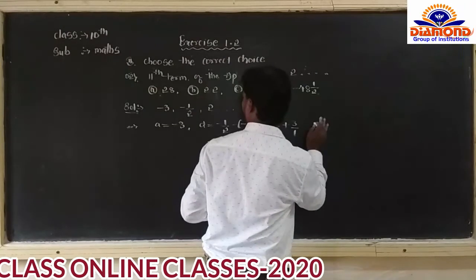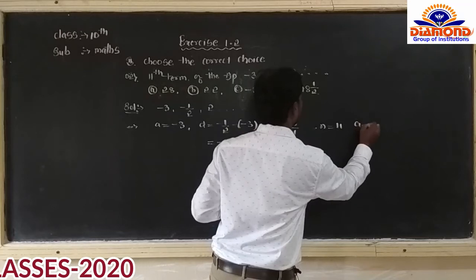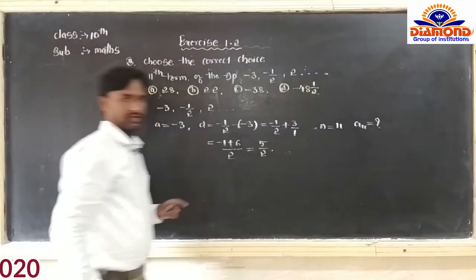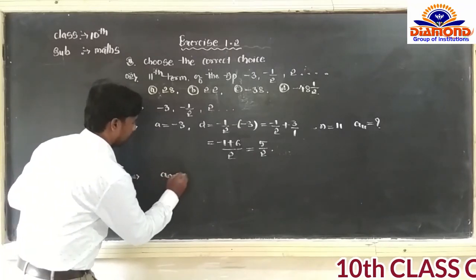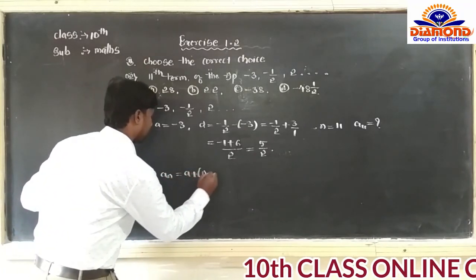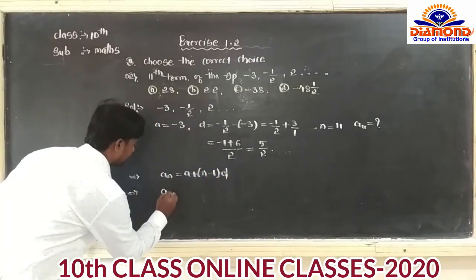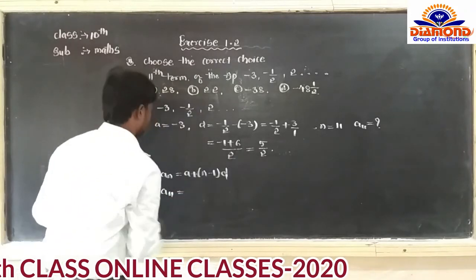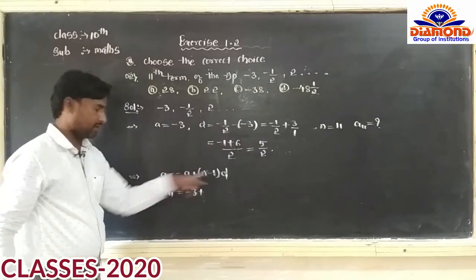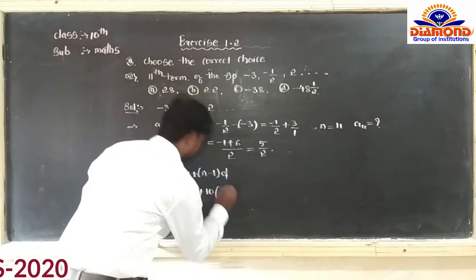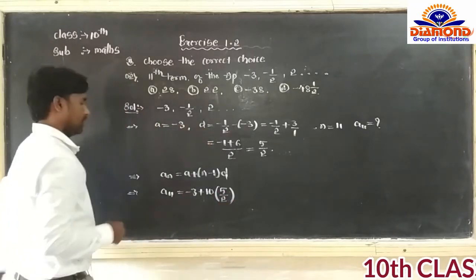Next, we already know that n is equal to 11; we are finding the 11th term, a11 is equal to question mark, dear students. Okay, let us see. Here the formula is an is equal to a plus in the bracket n minus 1 bracket close d. Now we are finding the 11th term: a value is minus 3 plus 11 minus 1 is equal to 10, and in the bracket 5 by 2. The common difference is 5 by 2, dear students.